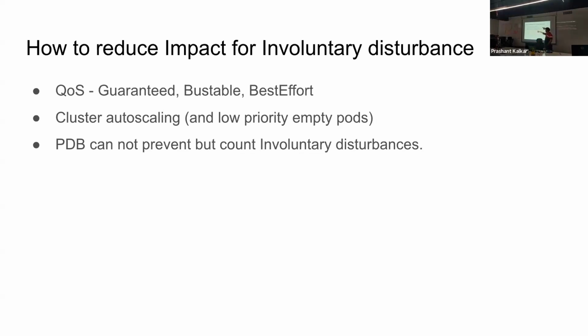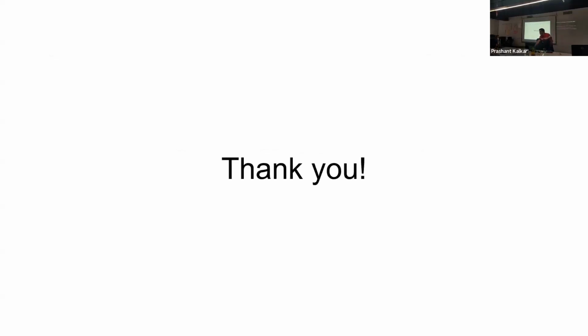And the last one is that the pod disruption budget cannot prevent involuntary disruptions, but it does count them. That means if something is lost, it can't stop it. It is lost, but the budget will still know that it is lost. So it won't allow you to do voluntary disruptions to other pods. Okay, so that's the last thing in terms of managing disruptions. I think that's all I have.